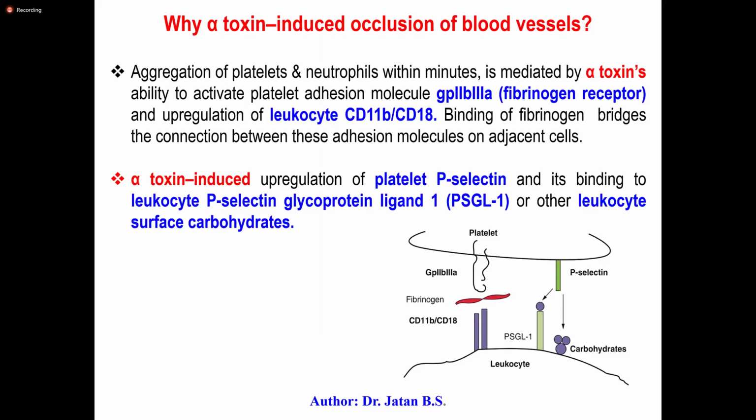Last time I think I stopped in this, right? So what this slide is trying to say is that alpha toxin produced by Clostridium perfringens can cause occlusion of the blood vessel.